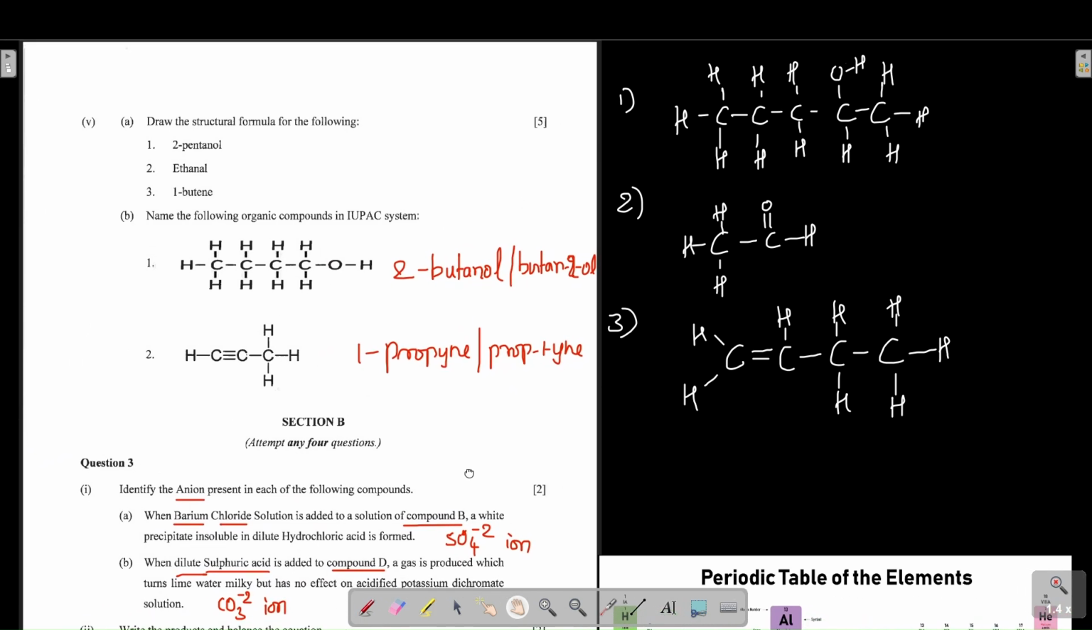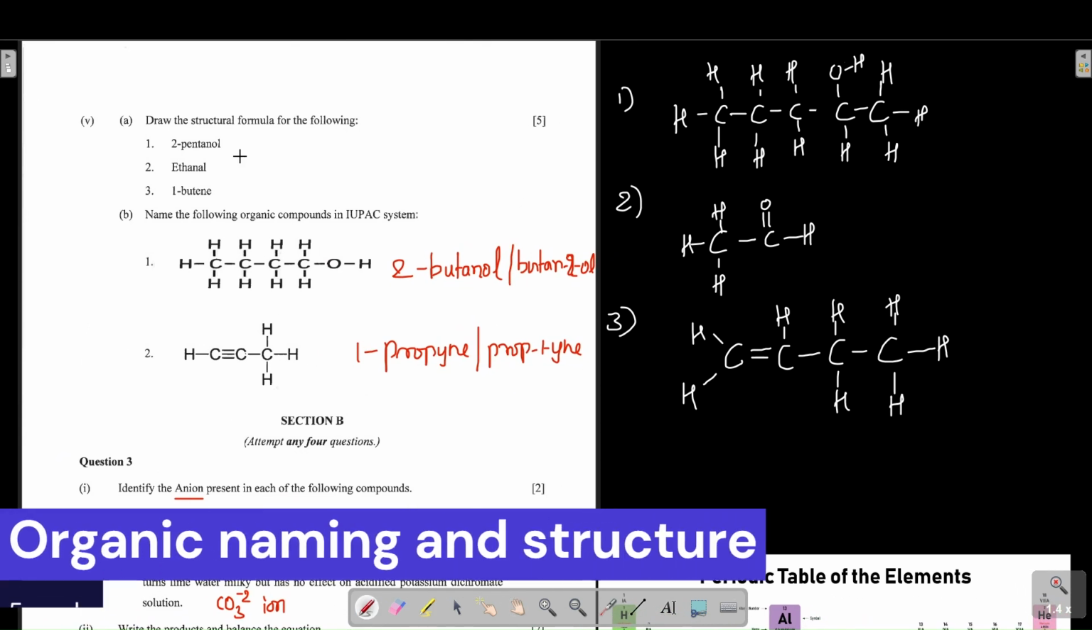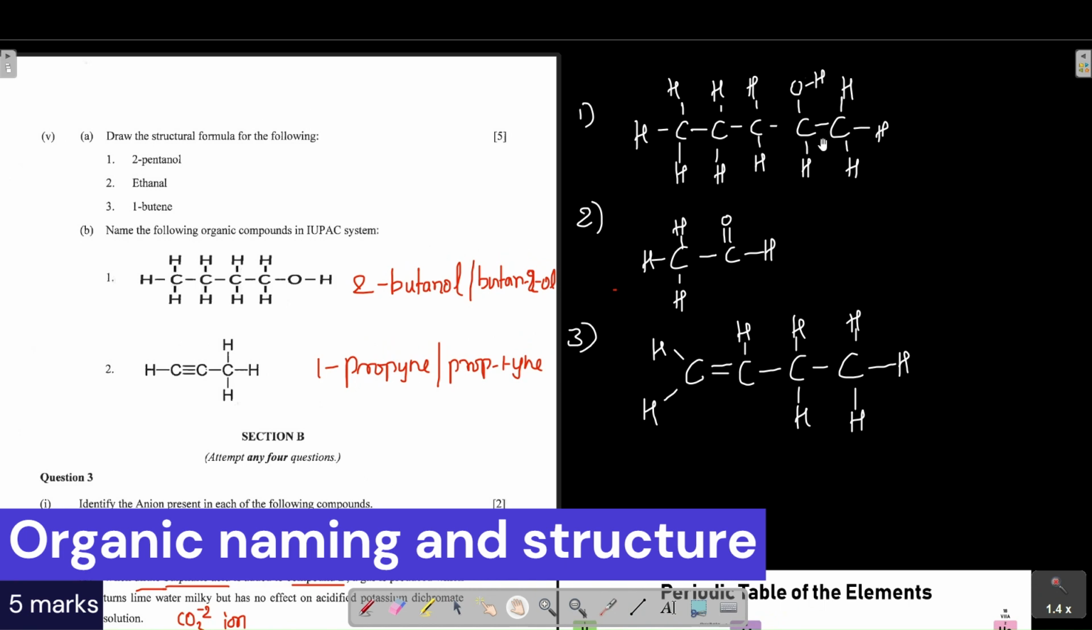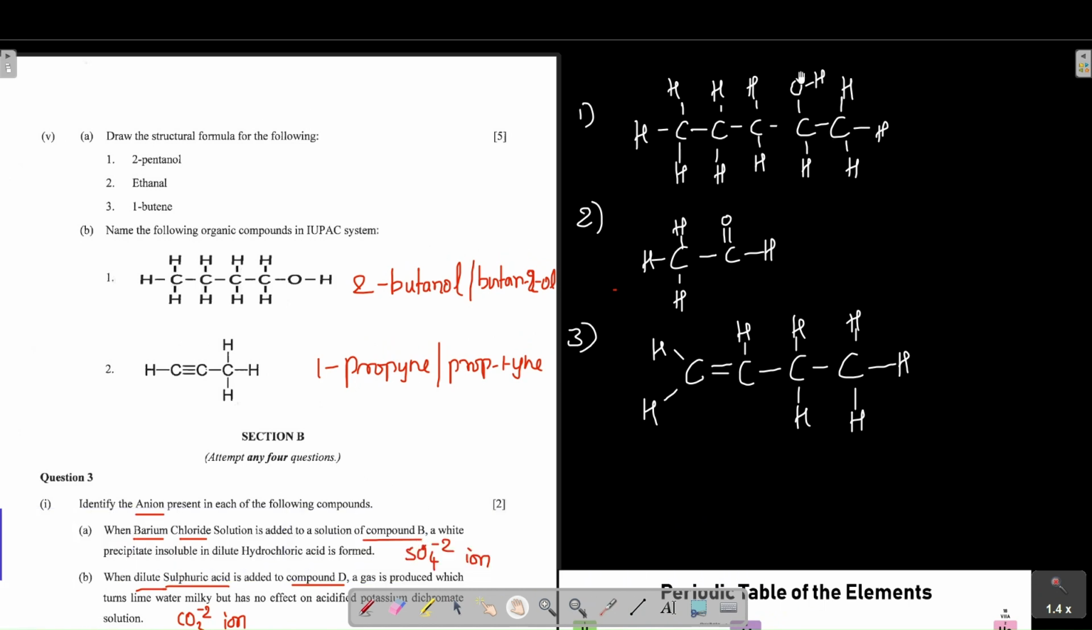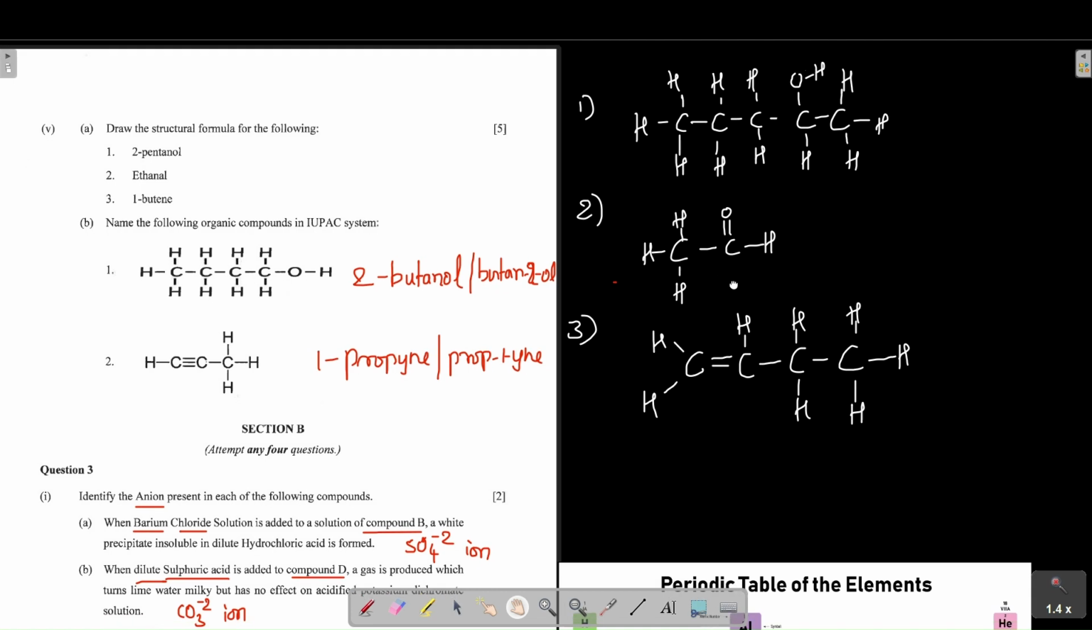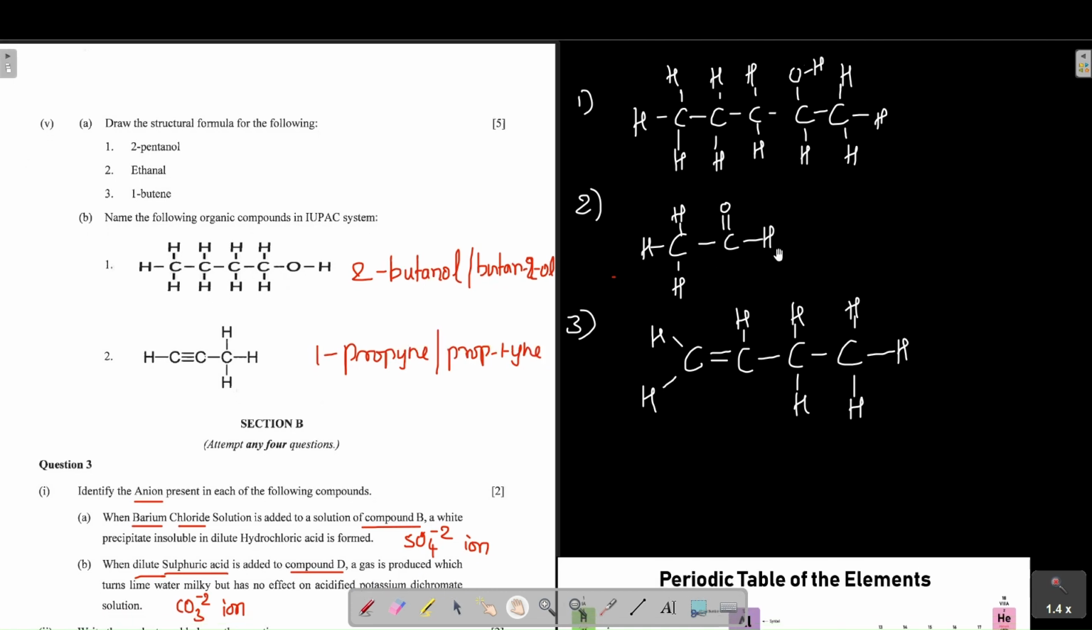Come to next question. Draw the structural formula for the following. 2-pentanol. You can see pent means what? 5. So first write 5 carbon atoms. 2 means second position. You can write here or here, OH. Then remaining all other hydrogens. Done. Ethanal. Al means what? Aldehyde. Eth means 2, so 2 carbons you write. 1 carbon will contain CHO, C double bond O, H. So this is aldehyde group. So for this you write the hydrogens.